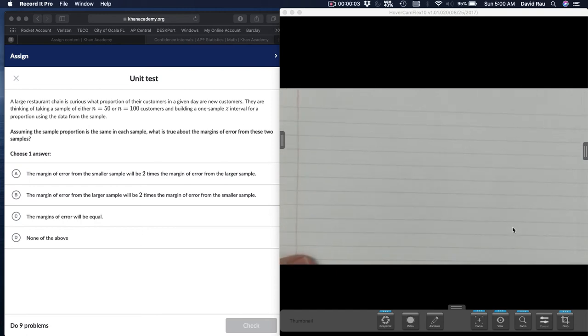All right, confidence intervals unit test. Here we go. This question was a little bit tricky. I had to read it for a little bit until I figured out what was going on.